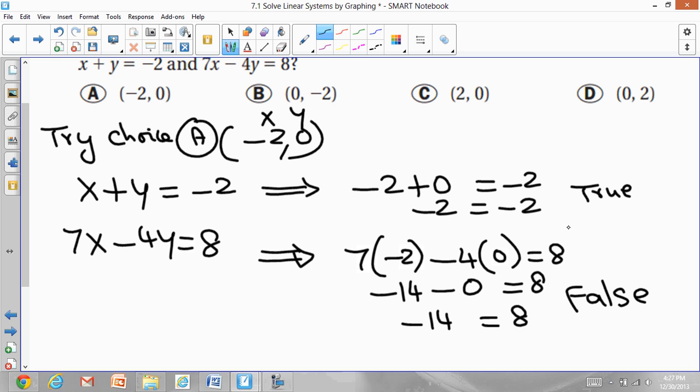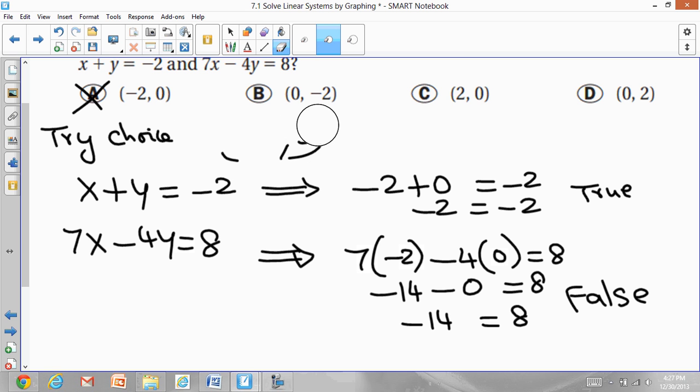Since it only works for one equation and does not work for the second one, answer choice A is out. Now let's try answer choice B.